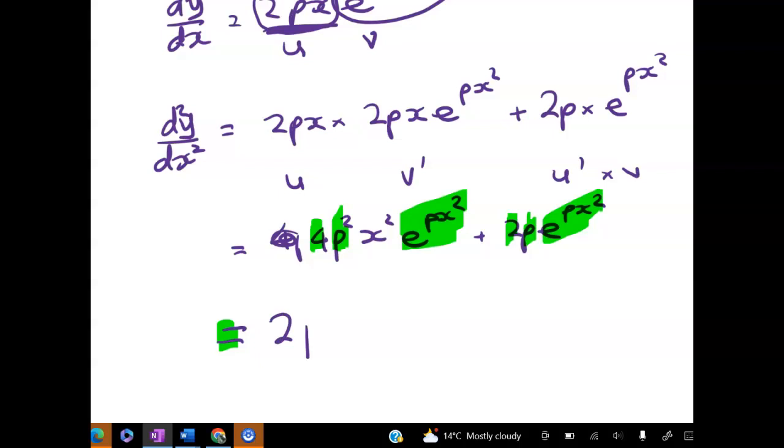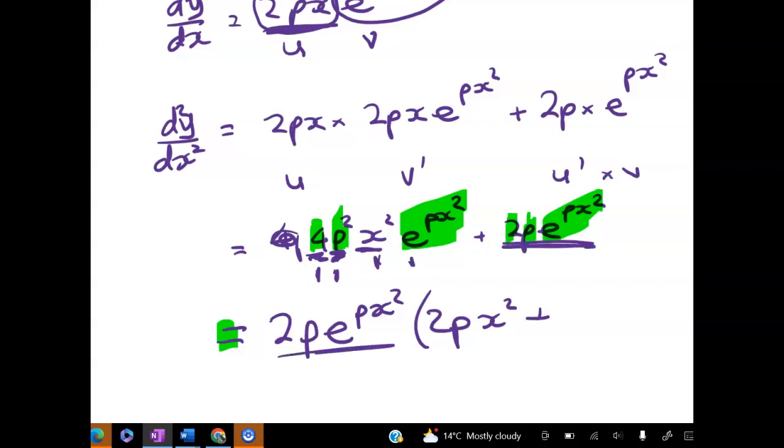We've got 2p e to the px squared. Now we have to times it back by 2 to match the 4, and we have to times it by another p, and we have to times it by x squared. So that's all good. Just check that that matches up. So we've got 4p squared x squared times that. And here we've got exactly that there. So it's going to be this.